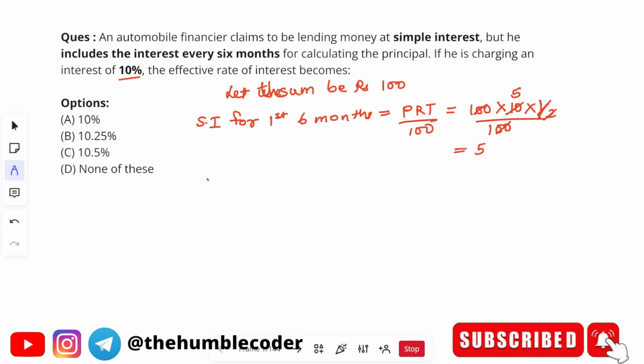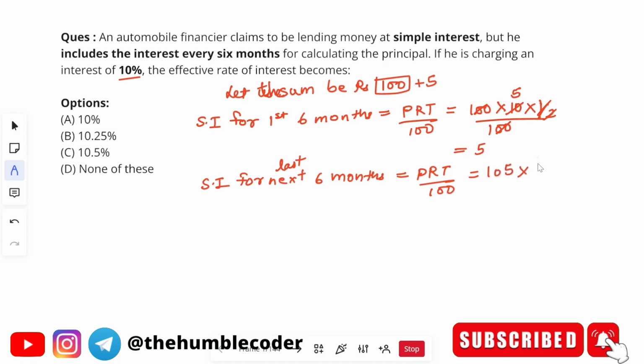In the same way, we calculate the simple interest for the next 6 months, or the last 6 months, because we are calculating for 1 year only. For the last 6 months, it is again PRT by 100. This time the sum will be different. Initially it was 100, and now 5 interest is also added, so this time our principal will be 105. Rate 10%, and then 1 by 2 for the next 6 months, divided by 100.